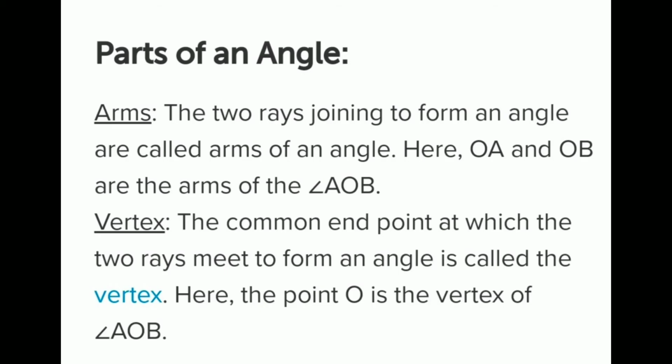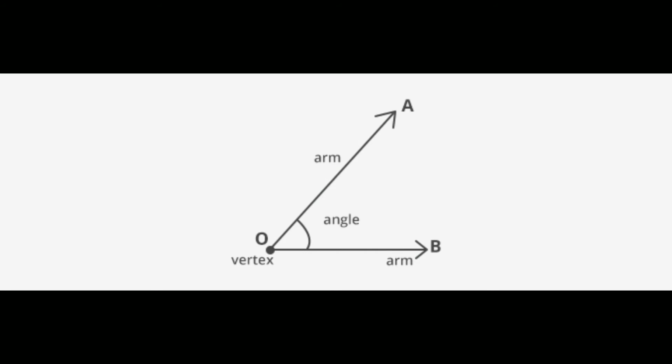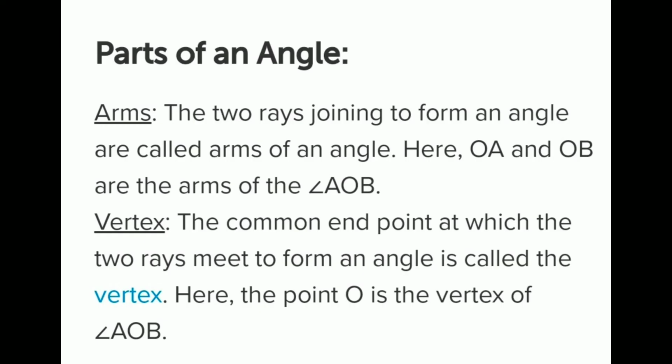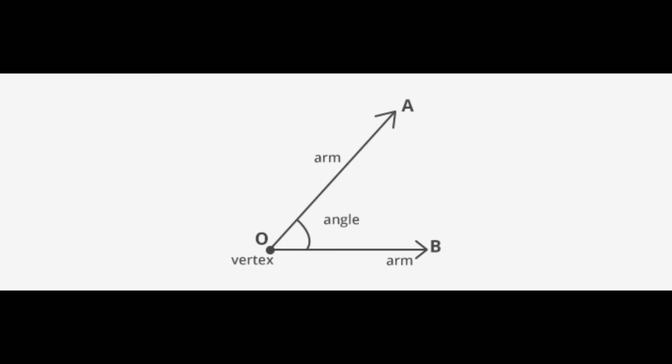So, parts of an angle. The two rays joining to form an angle are called arms of the angle. Here OA and OB are the arms of the angle AOB. What is a vertex? The common endpoint at which the two rays meet to form an angle is called the vertex. Here the point O is the vertex of AOB. So this angle is called angle AOB, OA and OB are the arms or the two rays, and where the two rays are joining, that is called the vertex, which is O.